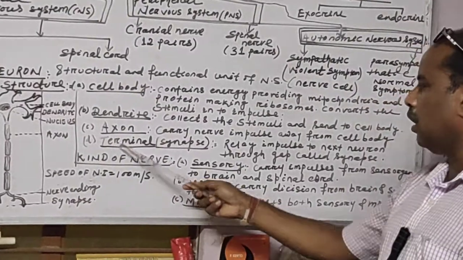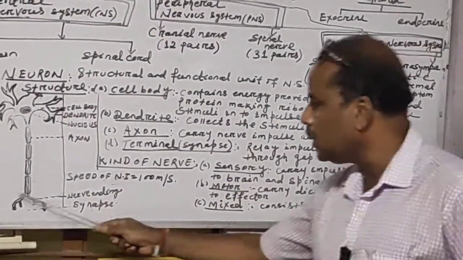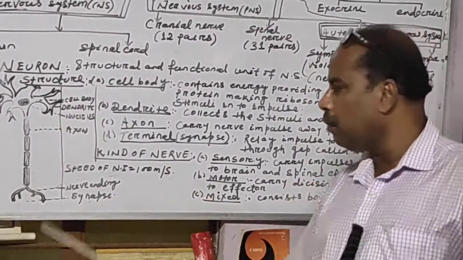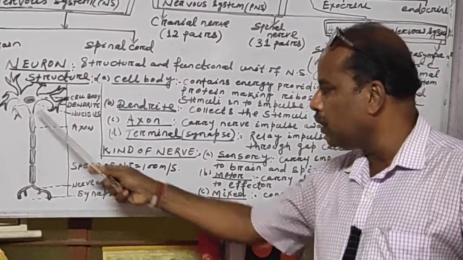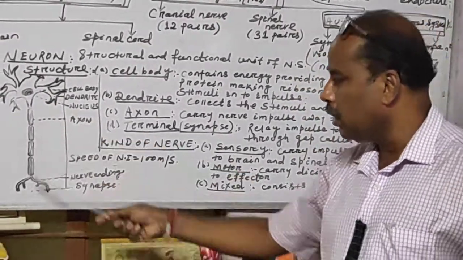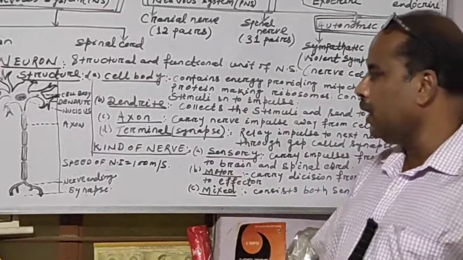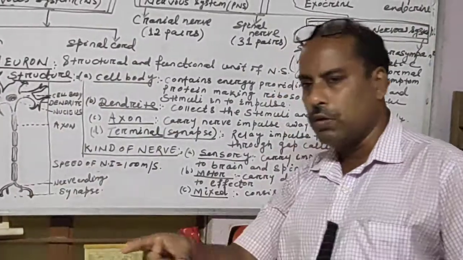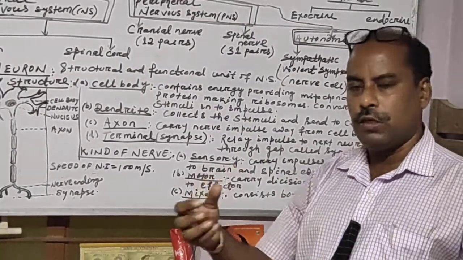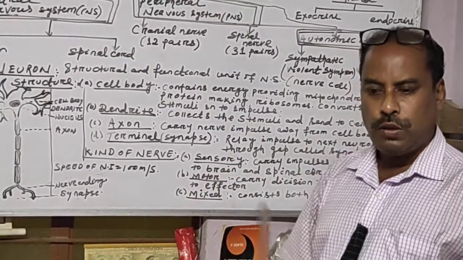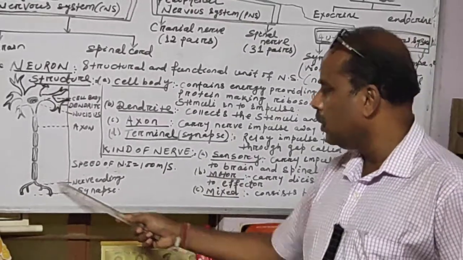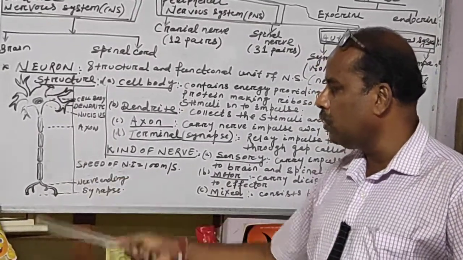Then we come to the terminal end, or synapse. This is called the terminal end. It connects to the dendrite of another neuron, and that neuron is again connected to another neuron. In this way, the connection goes to the brain, and the brain gets the signal through the neurons and interprets it. Finally, the decision is given by another set of neurons to the body organ to respond to the stimuli. This is the junction place of one neuron to another.